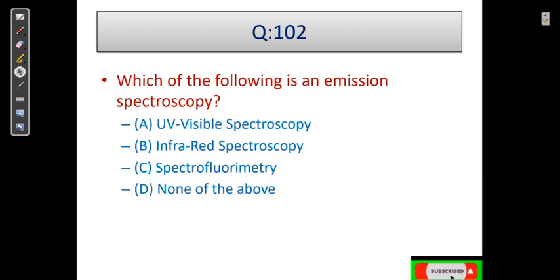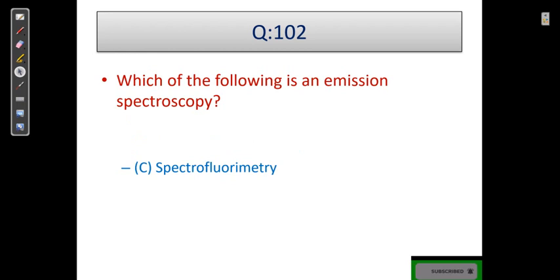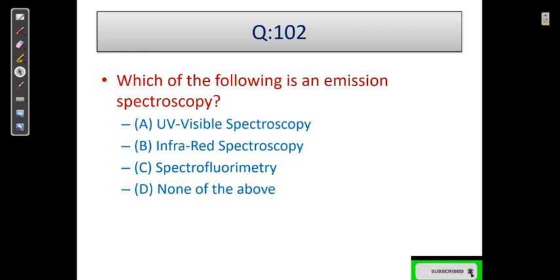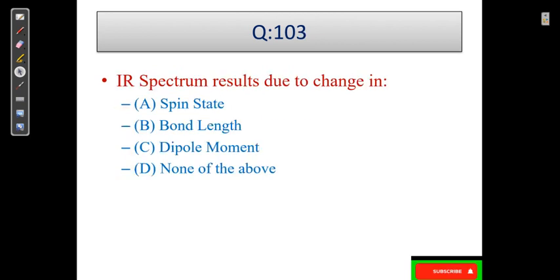Which of the following is an emission spectroscopy? UV visible spectroscopy, infrared spectroscopy, spectrofluorimetry, or none of the above. If we say these are the absorption spectroscopy and this one is our correct emission spectroscopy. IR spectra result due to change in spin state, bond length, dipole moment, none of the above. So the correct answer is dipole moment.